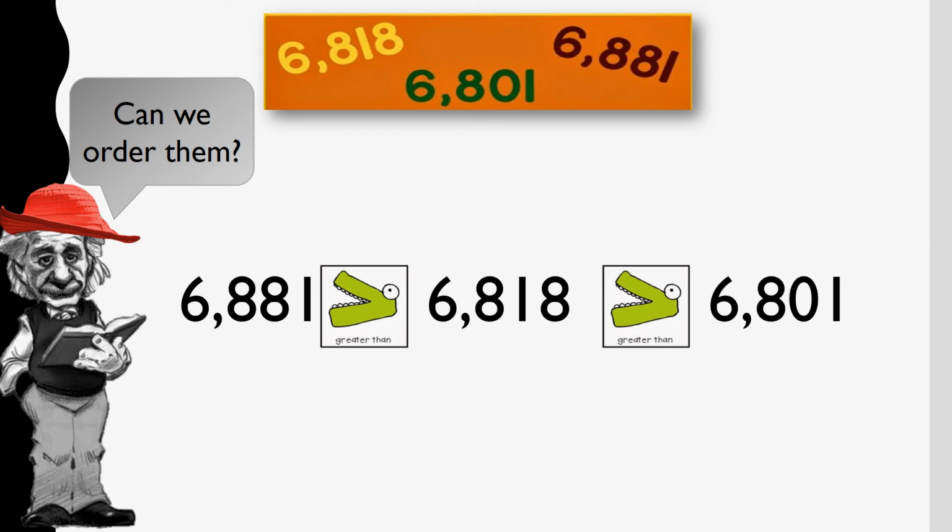So we would read this number sentence by saying 6,881 is greater than 6,818, which is greater than 6,801. We used place value to determine this. Let's see if there's another strategy we can use.